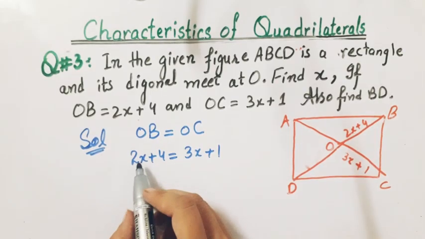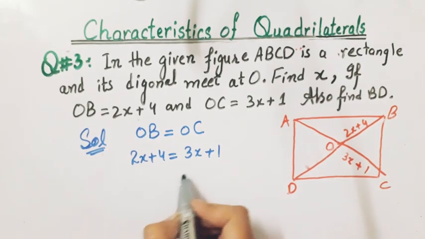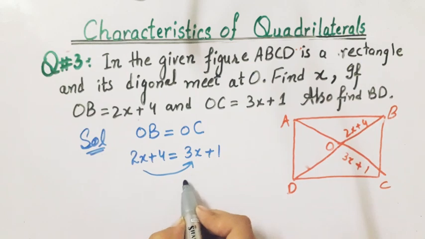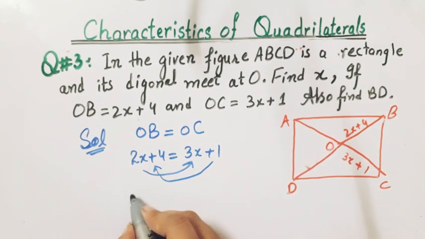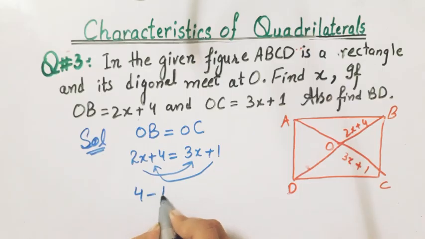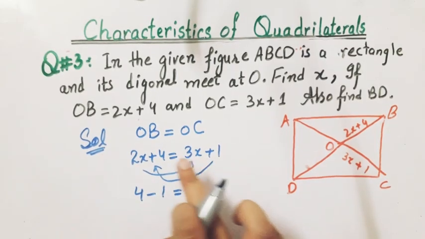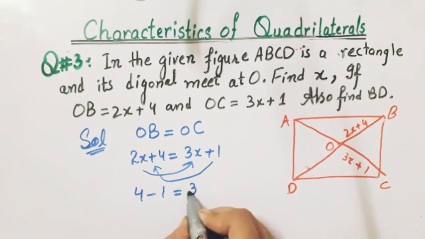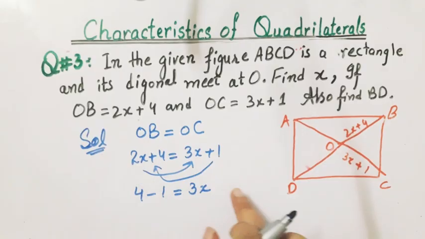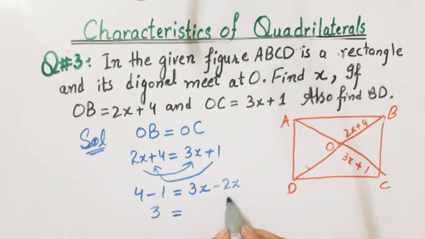For this purpose, 2X will go to this side of the equation and minus 1 will go to this side of the equation. So we will write 4 minus 1, because 1 is added here, it will be subtracted. And 3X, this is plus 2X, so it will be minus 2X. So 4 minus 1 is 3 and 3X minus 2X is X. So the value of X is 3.